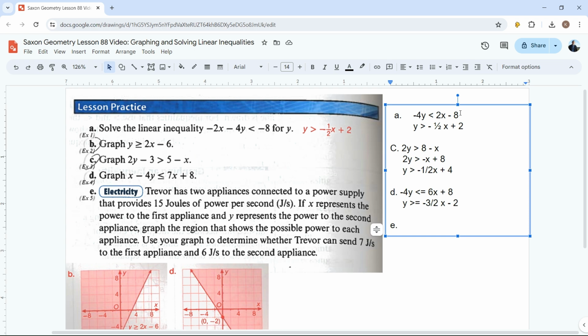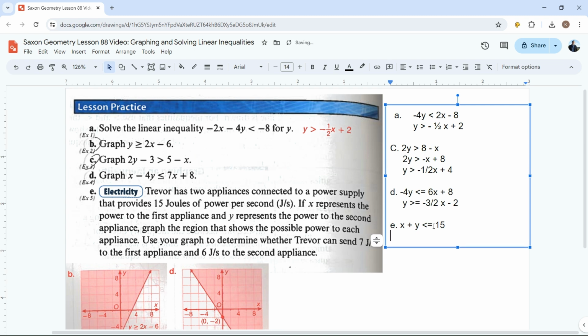Okay, so the way that this is going to work is I'm going to have appliance x plus appliance y has to be less than, let's see, connected to a power supply that provides 15 joules of power per second, less than or equal to 15. Because it provides 15, it can't provide any more. If the sum of x and y is greater than 15, this inequality is false and it won't work, okay?